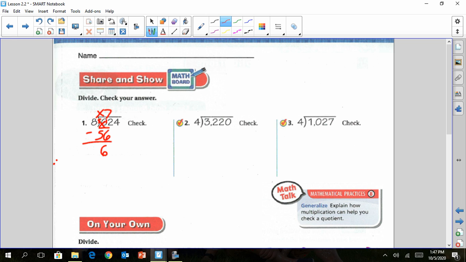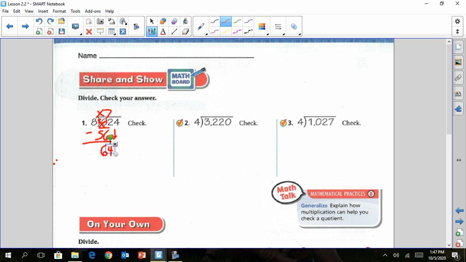6 is smaller than 8, so we can then move on. If that 6 were a number that was larger than 8, then I would need to go back up and change my 7 to a larger number. But since it's smaller, that's as close as we're going to get. I then bring down the 4. Now we have the number 64.